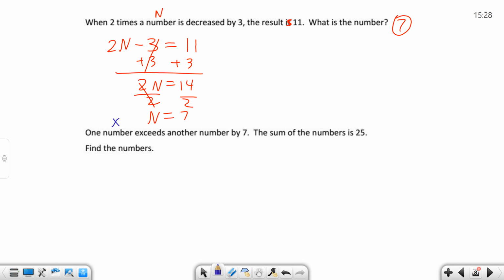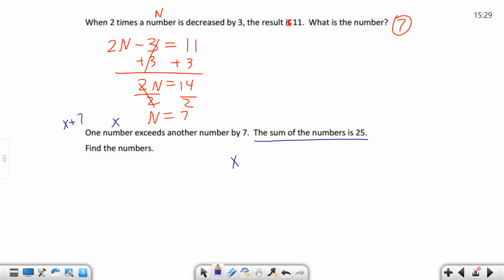So if one number is x, the other number does what? What does exceeds mean? It's plus. So then if one number is x, the other number is what? X plus 7, right? So you got an x and an x plus 7. So one number exceeds the other one. So if you have x, the one that exceeds it by 7 is x plus 7. So those are your two numbers, and it says the sum of the numbers is 25.